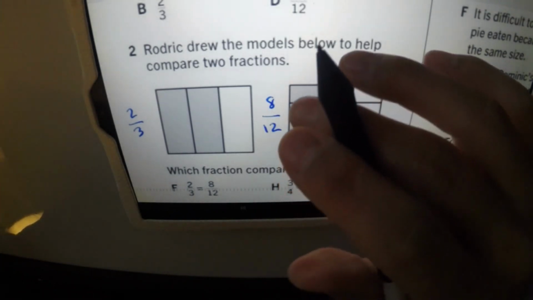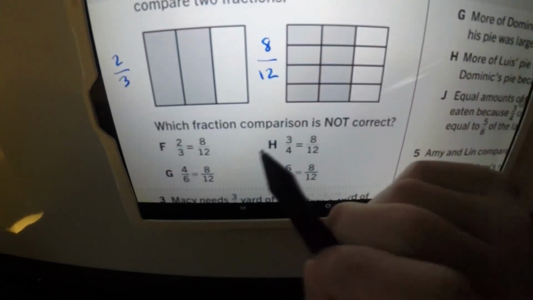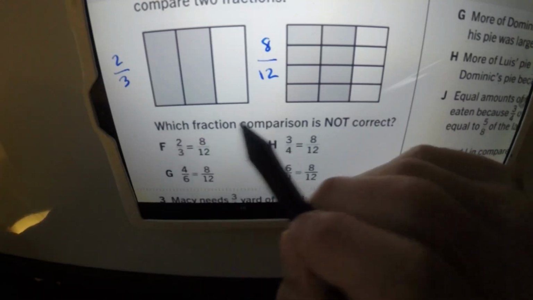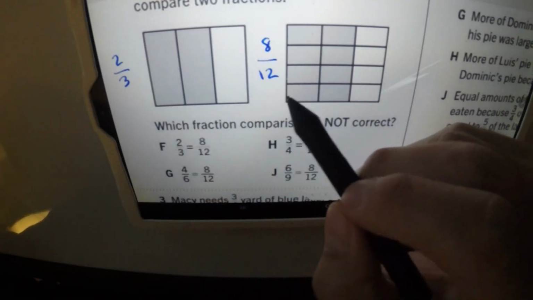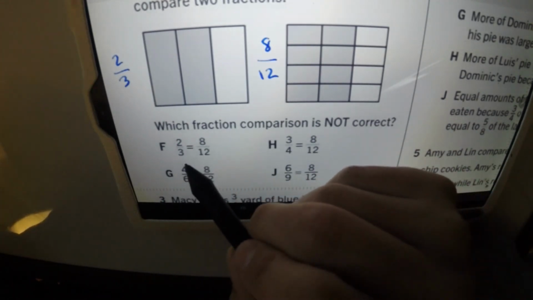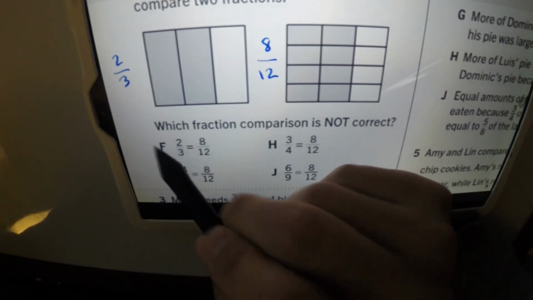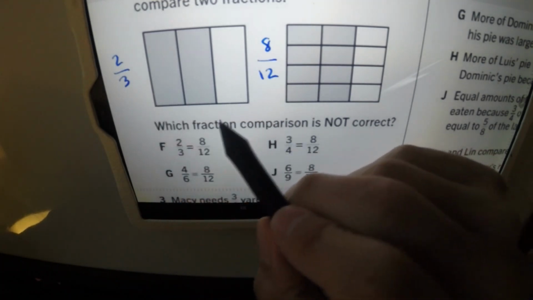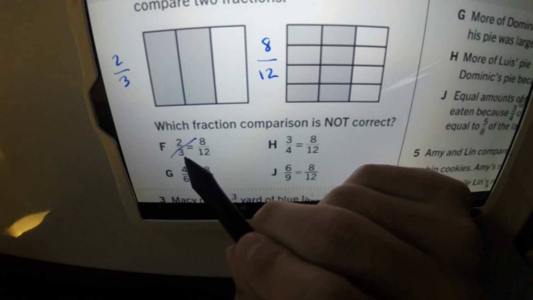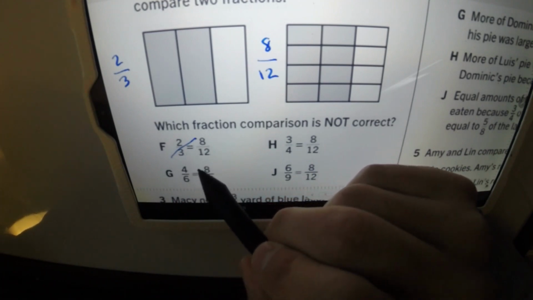So now we're going to compare the two. Which fraction comparison is not correct? So which one of these is not correct? Well, we just said that this is equal to that. So we're looking for the one that is not correct. This is correct because this is the same as that. We already figured that out. 2/3 is equal to 8/12. Not the answer. We're looking for what is not correct.